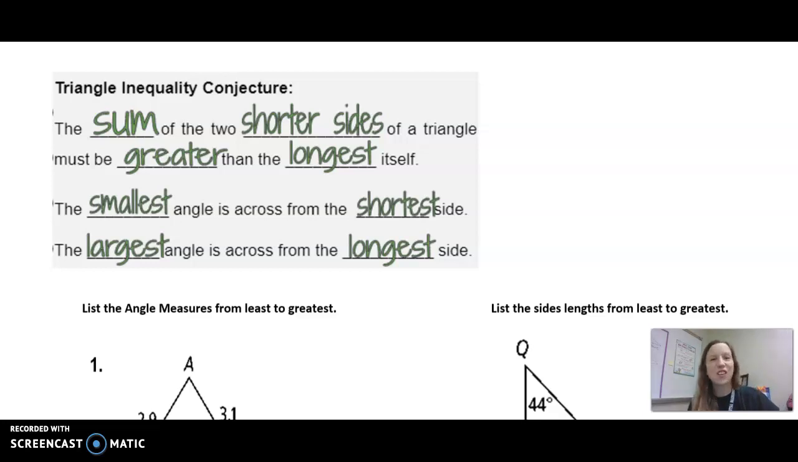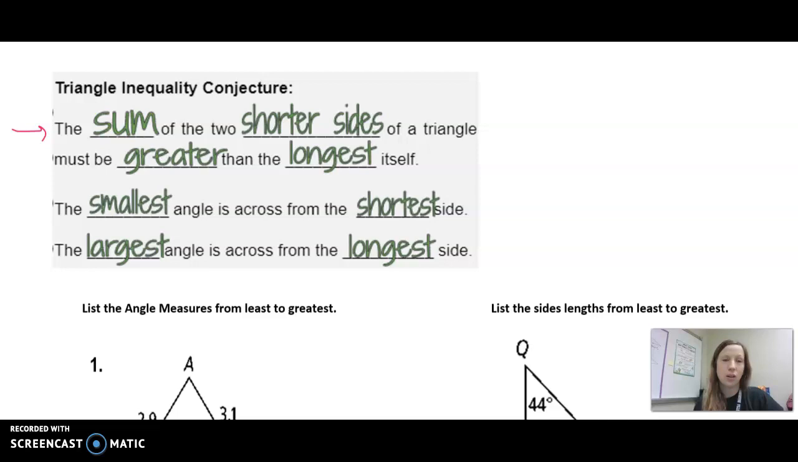All right, guys, in our last video, we talked about how you can tell if three sides of a triangle could actually form a triangle or not. And it was called the triangle inequality conjecture. You can see it right here. The sum of the two shorter sides of a triangle must be greater than the longest side.